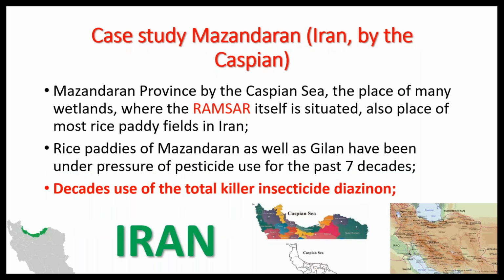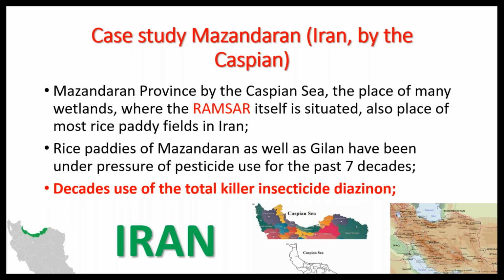This is the case study that I did in Mazandaran by the Caspian Sea, where Ramsar is, and the beautiful and big name of Ramsar comes from there. Most rice paddies in Iran are in Mazandaran, and also in a neighboring province called Gilan. And in both of these provinces, they are under pressure of pesticides, as it is everywhere in the world.